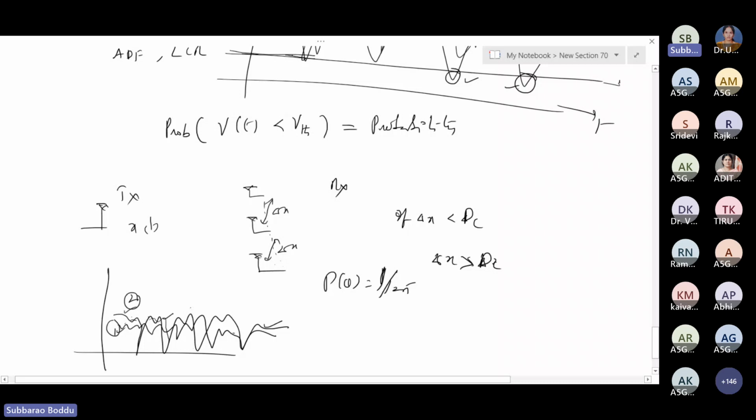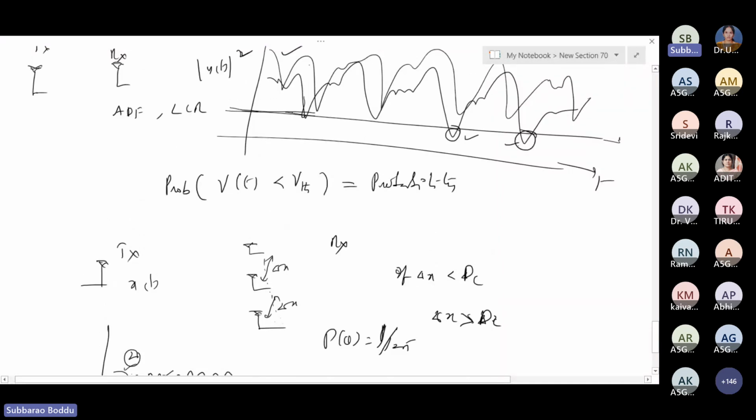So we have not used the extra power here. I said before that when you use the extra power, this is going up.